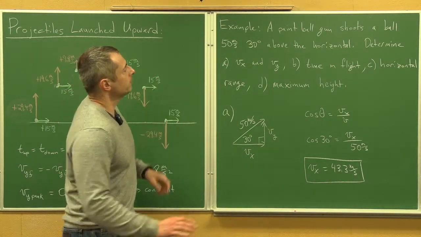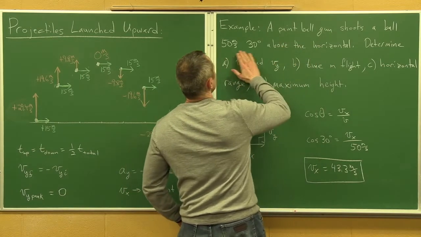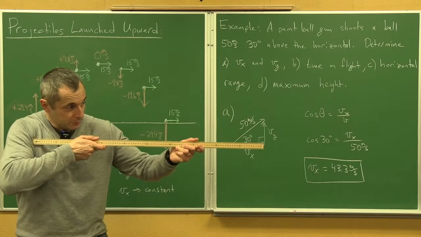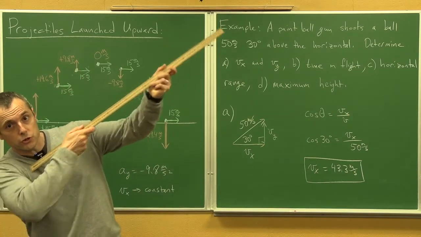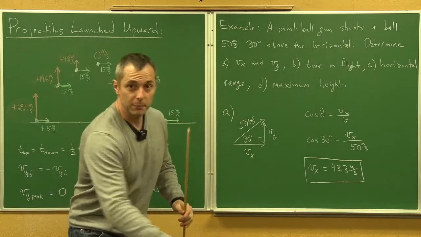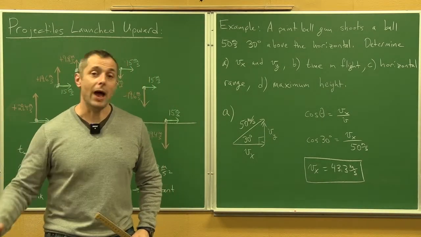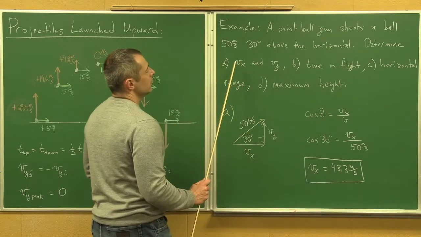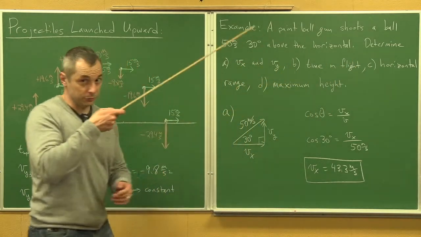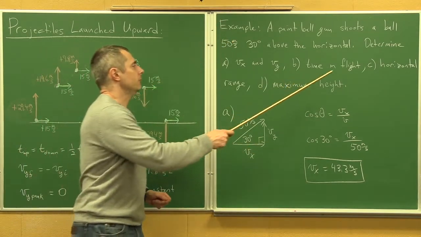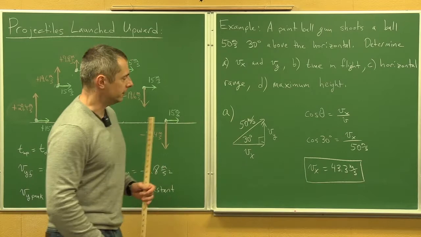Here's the example. A paintball gun shoots a ball 50 meters a second, 30 degrees above the horizontal. So I'm taking the gun and I'm tilting it 30 degrees up like this, and then it goes like that. So it's going to make this parabolic path as it's going, the paintball. So determine the original x and y velocity, because I'm shooting up like this, so it's got an x and y velocity, the time of flight, horizontal range, and maximum height.